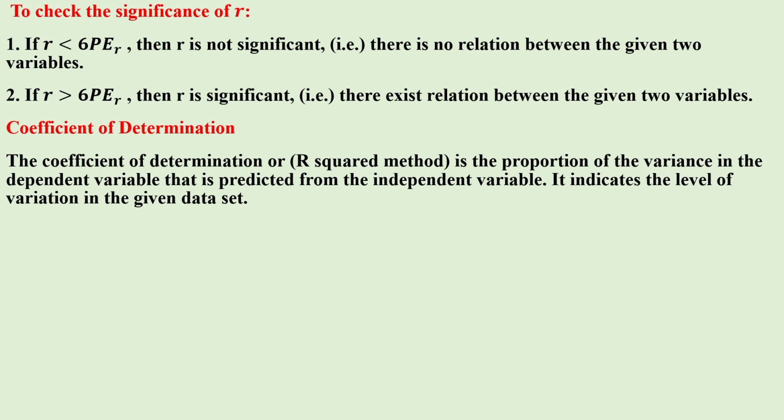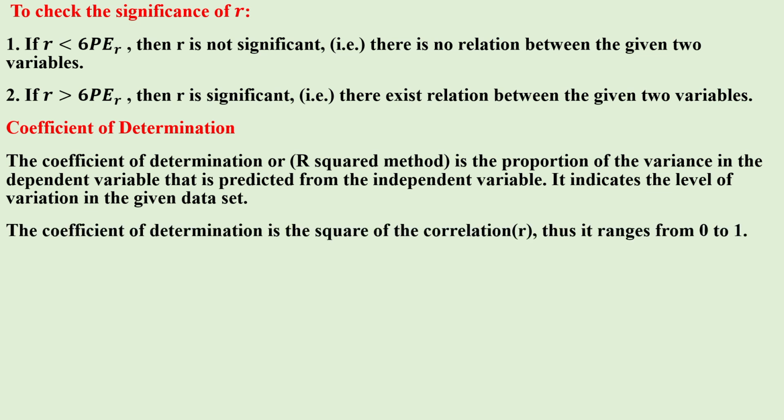It indicates the level of variation in the given data set. The coefficient of determination is the square of the correlation, thus it ranges from 0 to 1. Because correlation lies between -1 and +1, squaring -1 you will get +1 only. So it lies between 0 and 1. Coefficient of determination is equal to R square. That is why it is called the R square method. Capital R or small r square, both are the same.